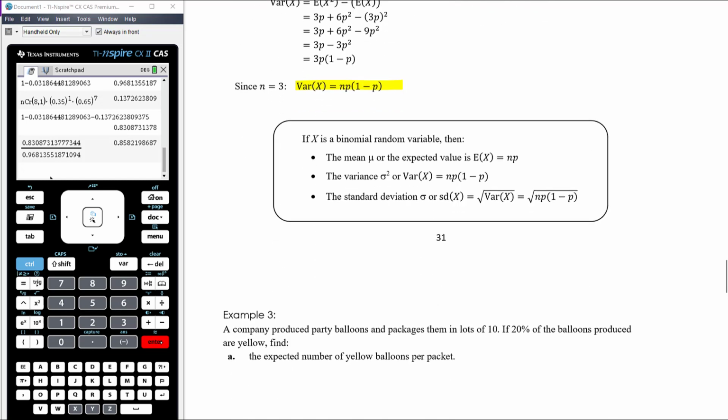So we've got those 3 things summarized here. So mean, we can either call it mu, which we tend to use more for continuous distributions, or expected value of x is np. Variance, which is either sigma squared, which we tend to use a bit more for continuous distributions, or we can write it as variance of x, is n times p times (1 minus p). And the standard deviation, which is sigma, or SD of x, is the square root of the variance, and so the square root of n times p times (1 minus p).